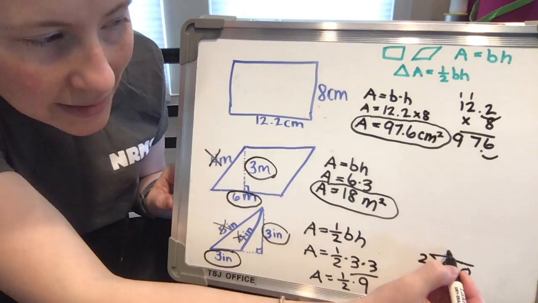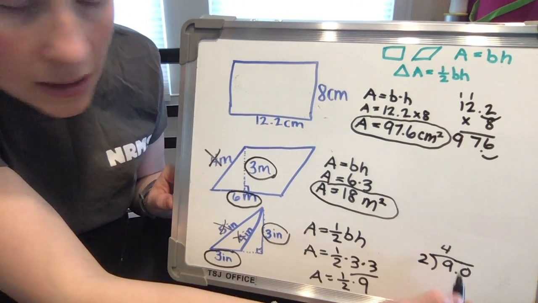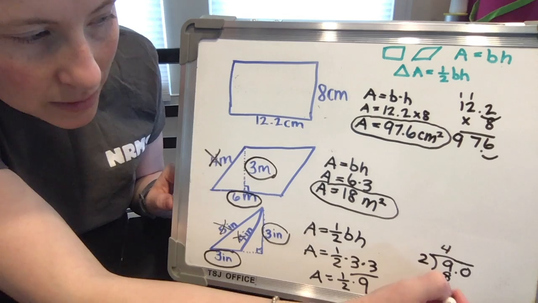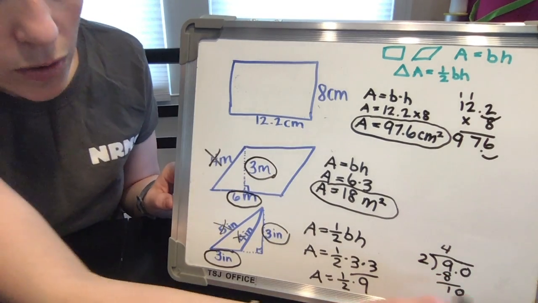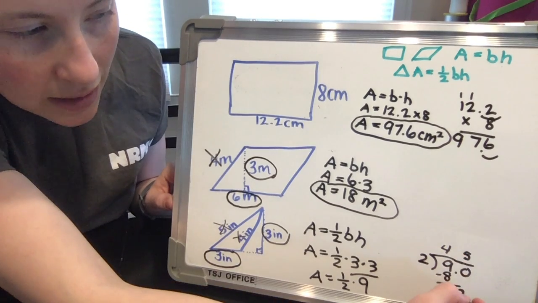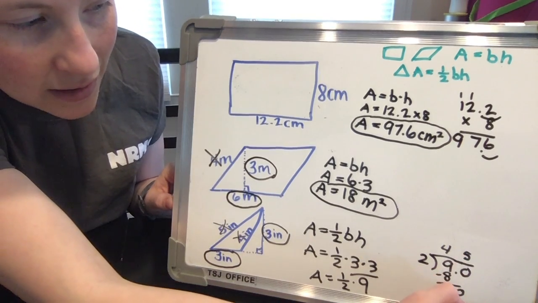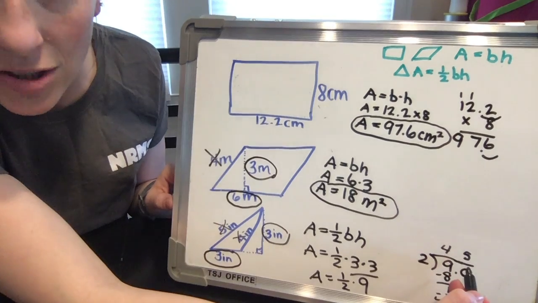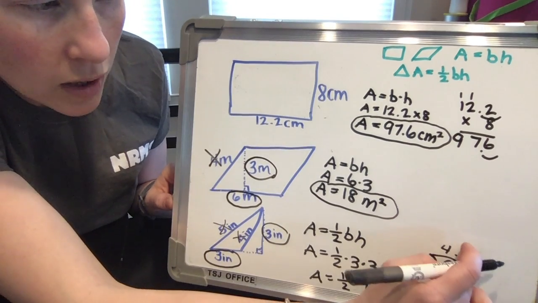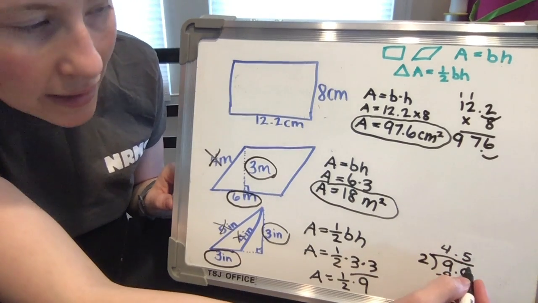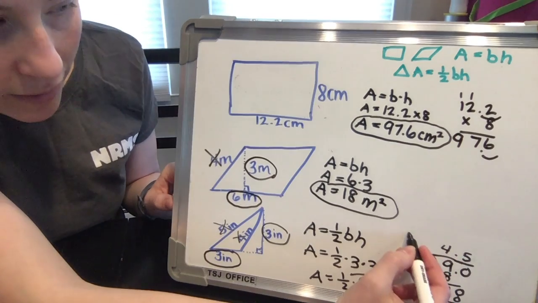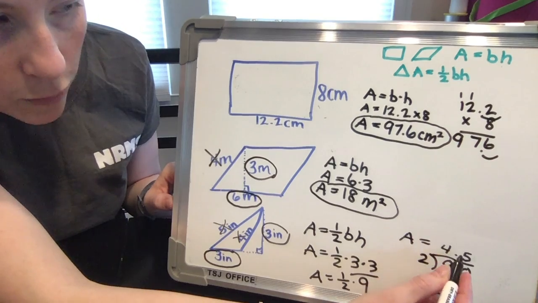Now, 2 goes into 9 4 times. 4 times 2 is 8. I'm going to subtract and get 1. Bring down my 0 over here. 2 goes into 10 5 times. It's perfectly 10, so there's no leftovers. Now, my answer is not 45. It is 4.5. So my answer over here is going to be my area equals 4.5.